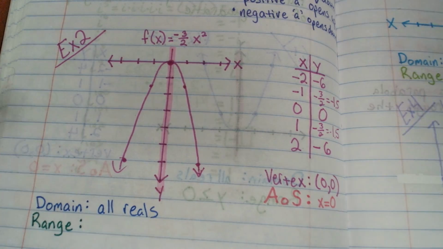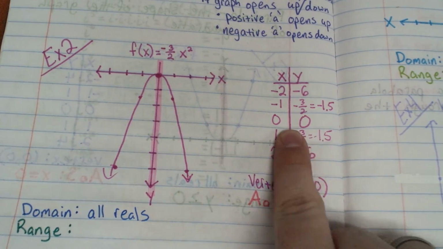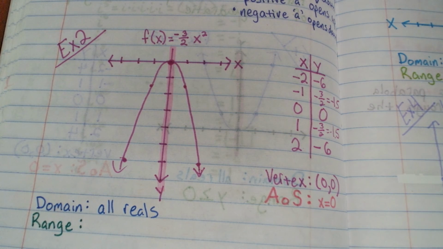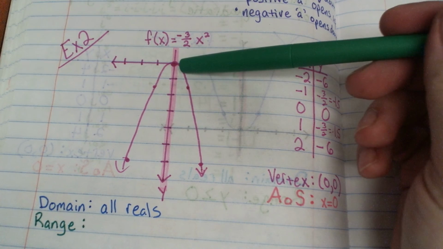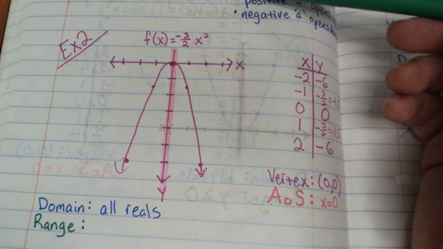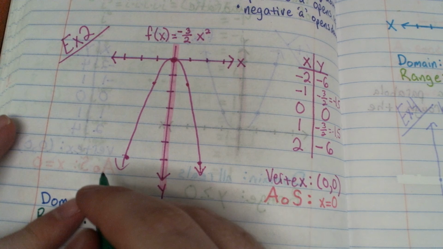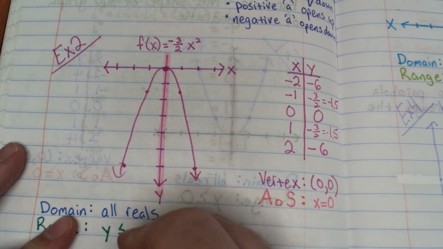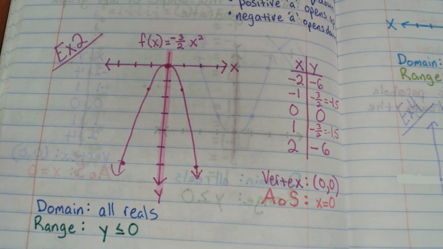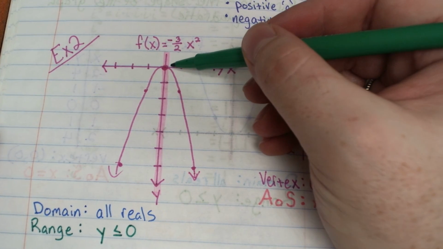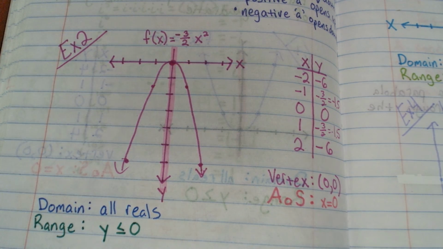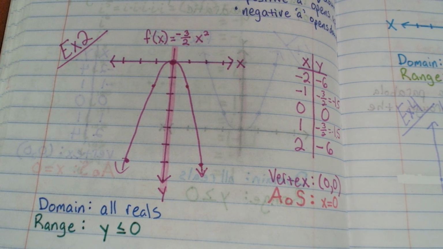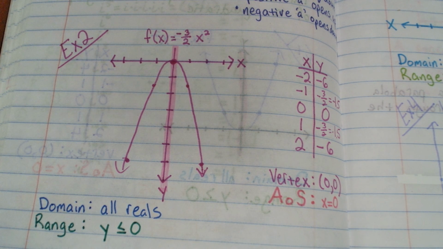And this time, what y values can I have? Since my vertex occurs at 0, 0, and I'm opening downward, that means the only y values I can have are equal to 0 or less than 0. I don't have any positive numbers. So this time it's going to be y is less than or equal to 0, because we're opening down. So the highest value I can get is 0. So the range is y is less than or equal to 0. So after what we've done today, you should be able to at least get a start on some problems relating to parabolas and quadratic functions.